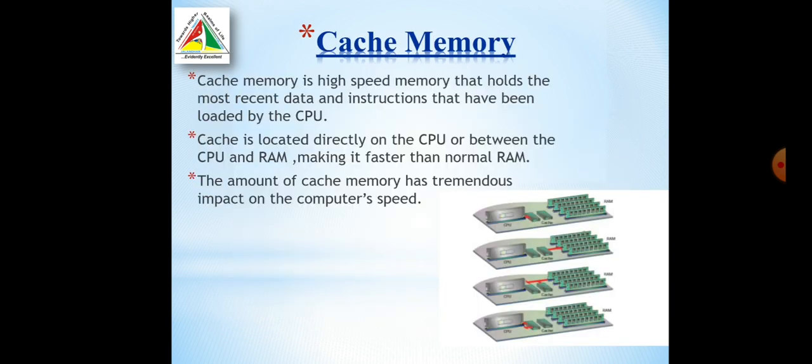Next is cache memory. Cache memory is a high-speed memory that holds the most recent data and instructions that have been loaded by the CPU. Cache is located directly on the CPU or between the CPU and RAM, making it faster than normal RAM. The amount of cache memory has a tremendous impact on the computer's speed.